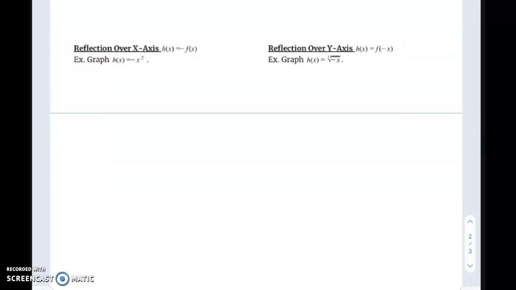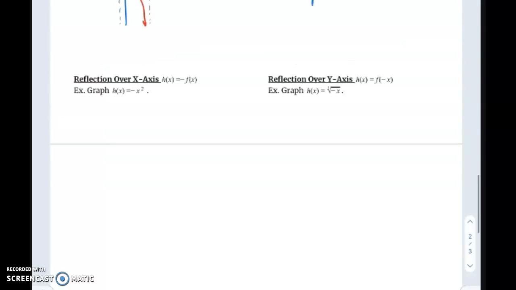Reflection over an x-axis. So that would mean if it's moving over an x-axis, we're talking about something that is above the x-axis, and then it would be reflected below the x-axis. Then you can see that means the y values are changing. The x's are still the same, but the y values have changed. And that is because we have the negative on the outside of the function. So if there's a negative in front, that means the y values have changed. It's reflecting over the x.